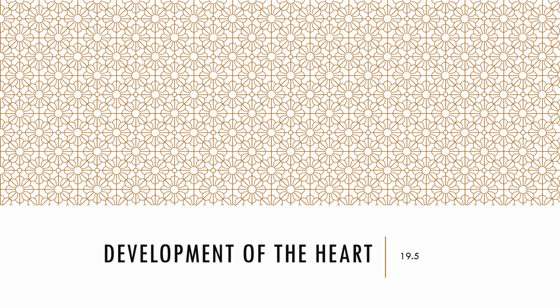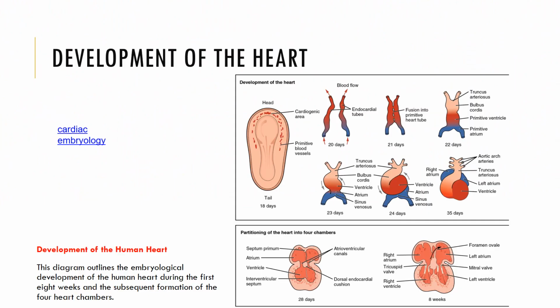Finally, let's look at the development of the heart. This diagram outlines the embryological development of the human heart during the first 8 weeks and the subsequent formation of the 4 heart chambers.